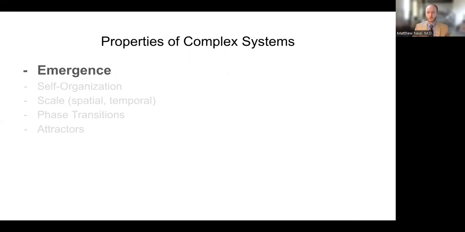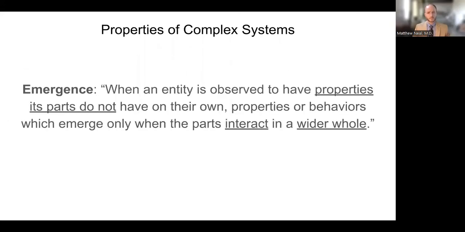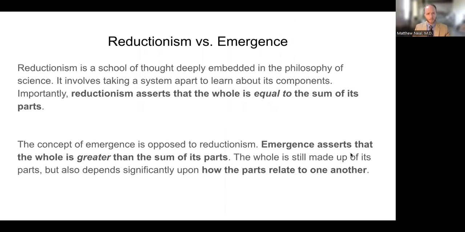So we're going to go through five basic properties so that we have some sort of language we can use to talk about these systems. The first one we'll talk about is emergence. That is essentially when an entity is observed to have properties its parts do not have on their own. Properties or behaviors which emerge only when the parts interact in a wider whole.